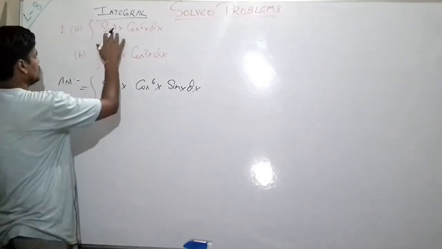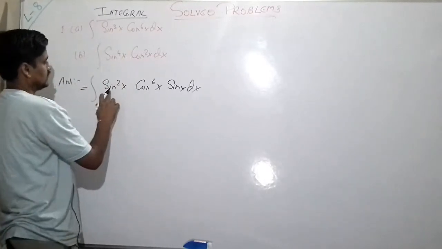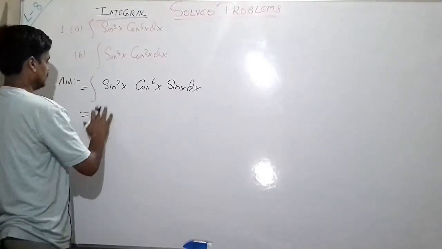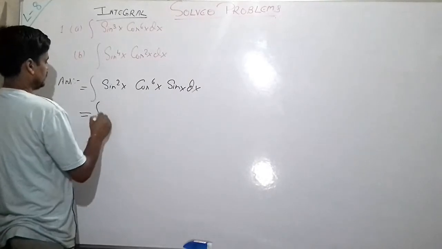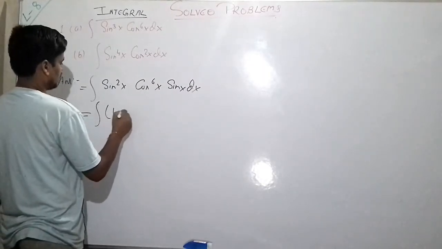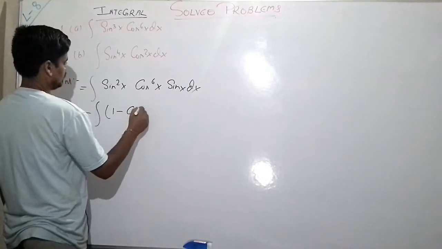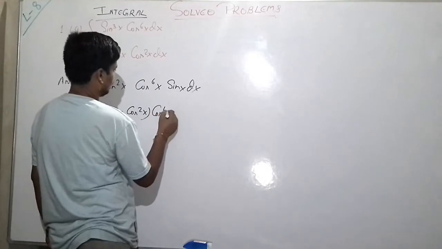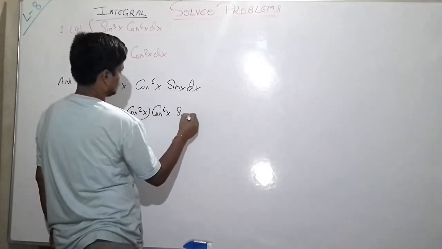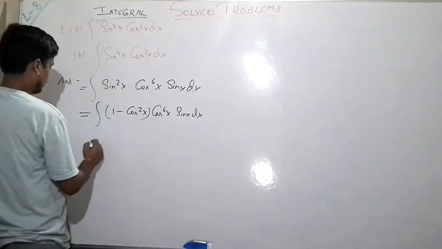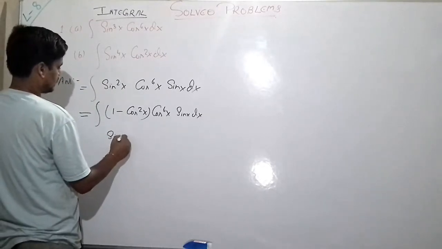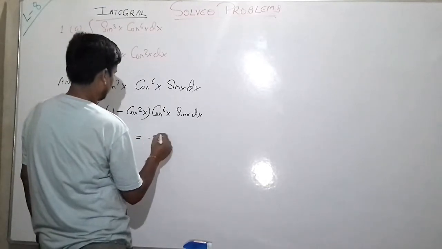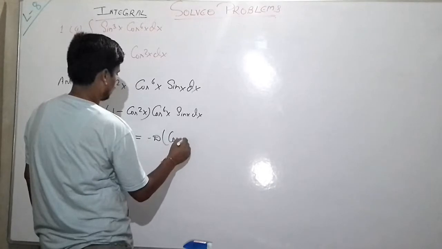First of all, we can write sin cube x as sin square x times sin x. Now we know that sin square x plus cos square x is 1. It means sin square x is 1 minus cos square x, and then cos to the power 6x sin x dx. Now we can write sin x dx as minus differential of cos x.